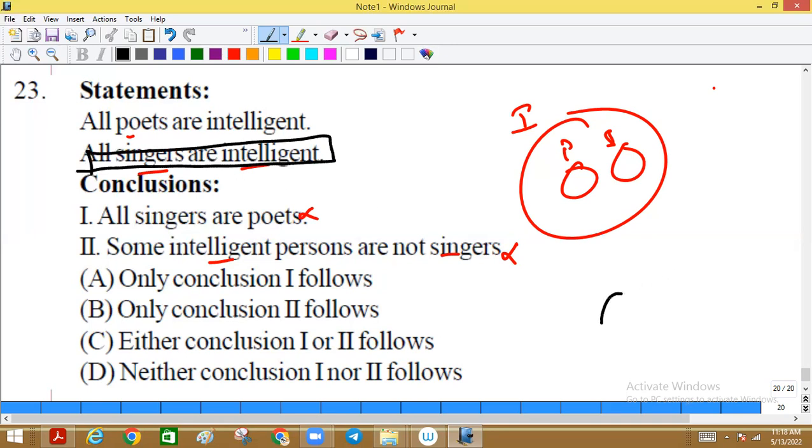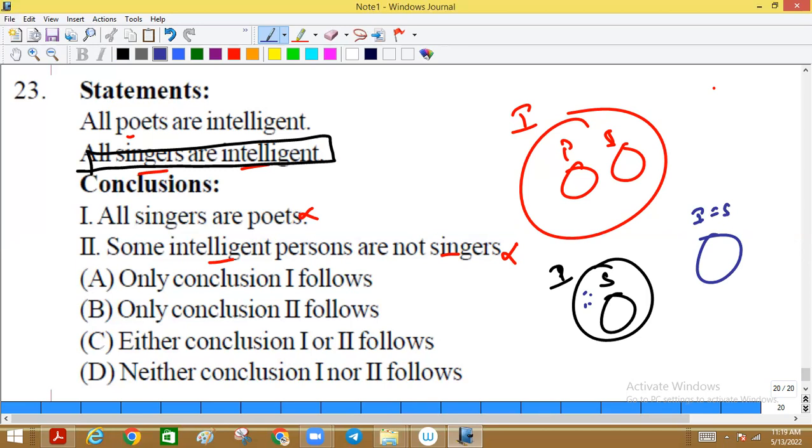All singers are intelligent. If I say that all singers are intelligent, you people may think that these intelligent persons are not singers, and that the answer is some intelligent persons are not singers. I said that one also during the explanation. But there is another diagram for this, and you have to keep it in mind. When I said all intelligent persons are singers, it can't be written like this, but in this case, it is not wrong.